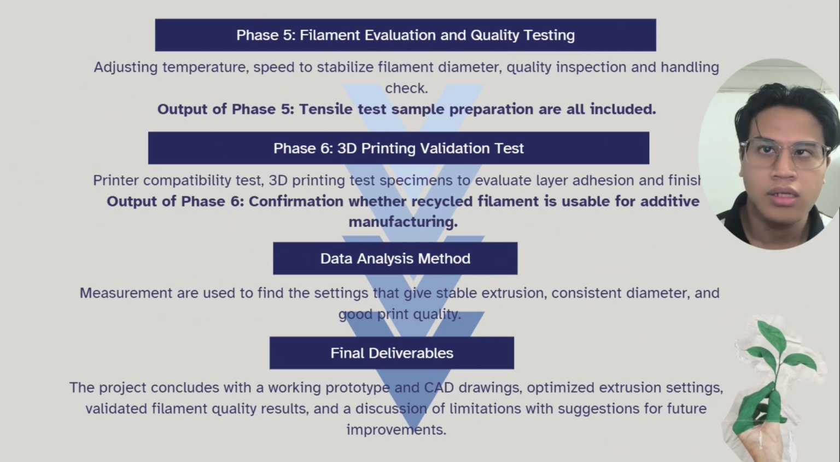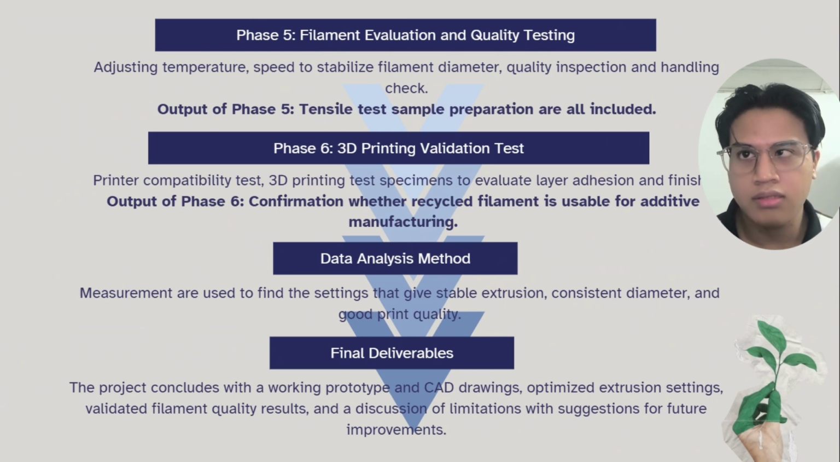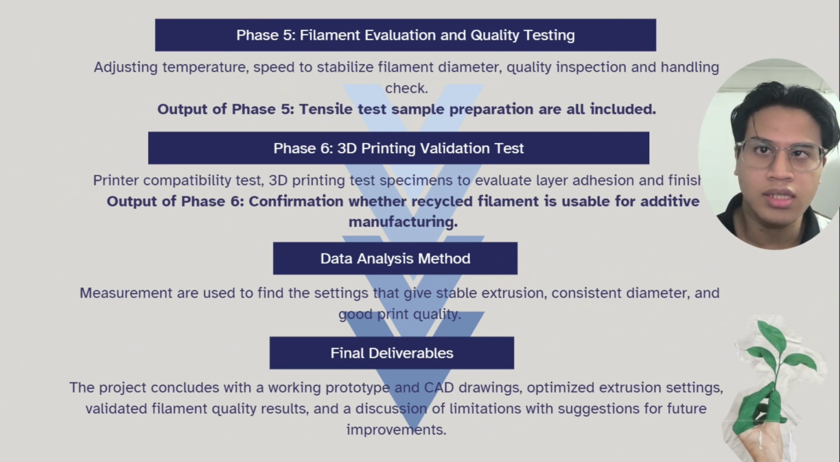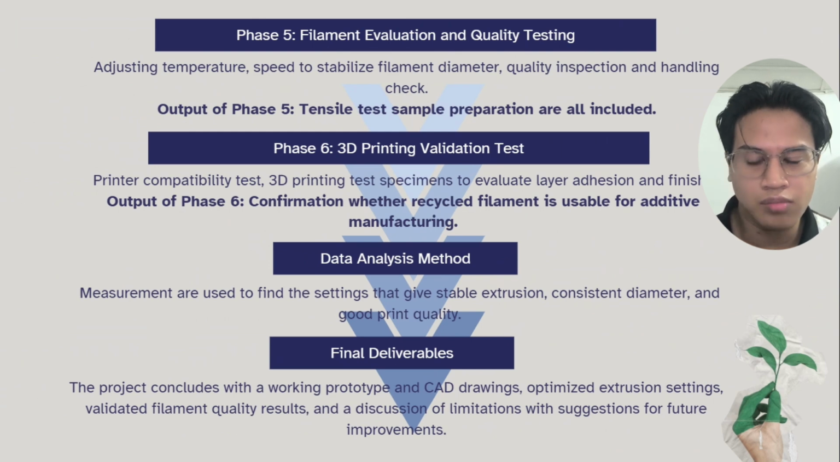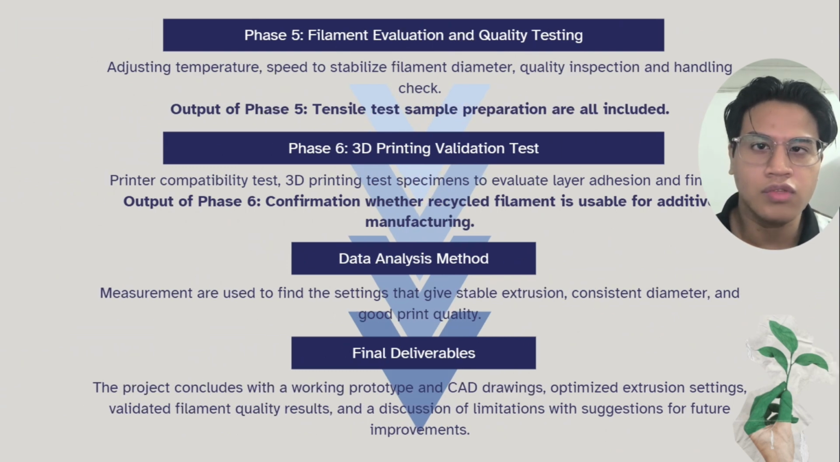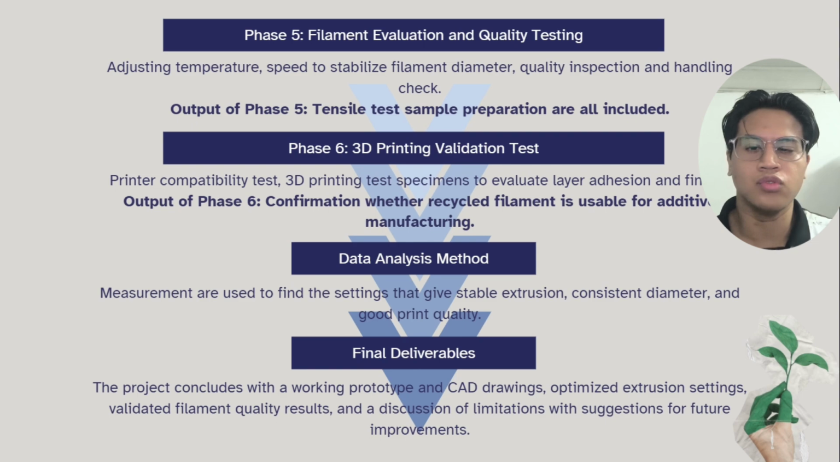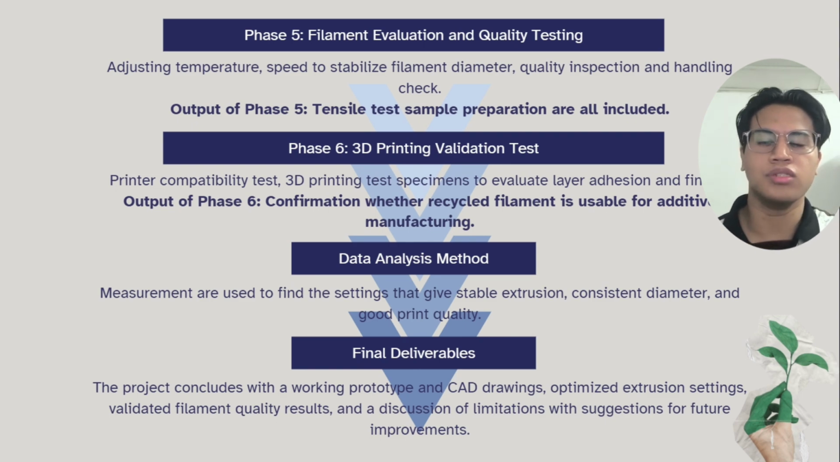For the data analysis method, measurements are used to find the settings that give stable extrusion, consistent diameter and good print quality. And for final deliverables, the project concludes with a working prototype and CAD drawings, optimized extrusion settings, validated filament quality results, and a discussion of limitations with suggestions for future improvements.